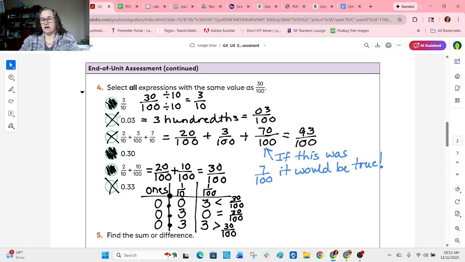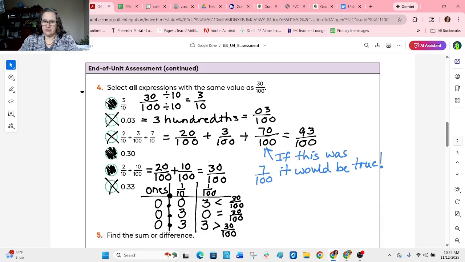If students are able to think about this more abstractly, they'll know that I can multiply the top and bottom by the same thing to create an equivalent fraction. I also can divide the top and bottom by the same thing. So if I divide by 10 to get to 3 and divide by 10 to get from 100 to 10, I can see that 30 hundredths is equal to 3 tenths.